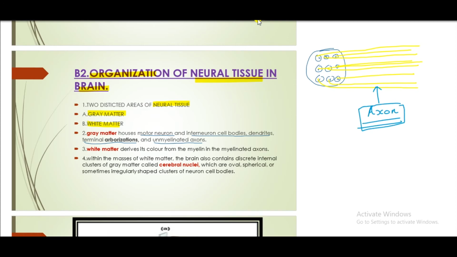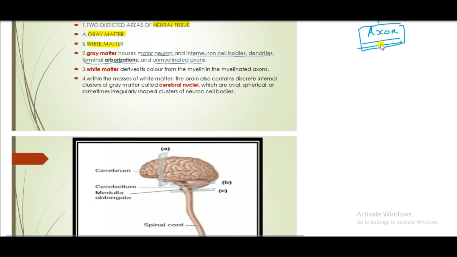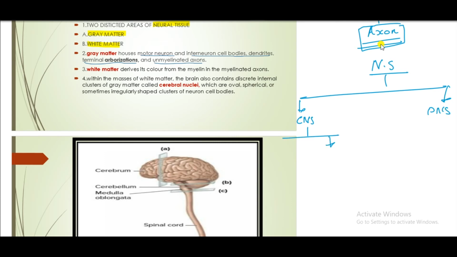We know we have a nervous system. It contains 2 parts. What is that? The central nervous system and the peripheral nervous system. In the central nervous system we have 2 parts, the brain and the spinal cord. In the peripheral nervous system we have the sensory nervous system and the motor nervous system.